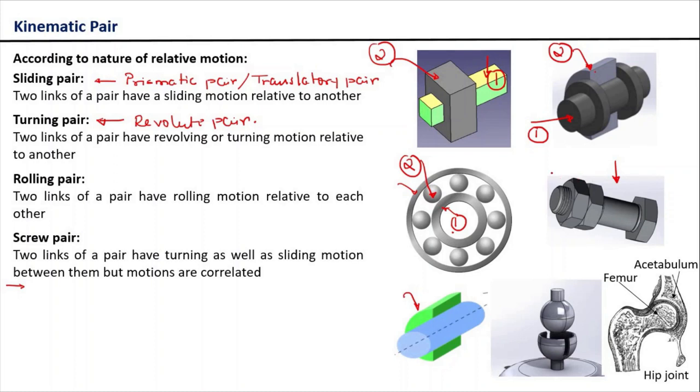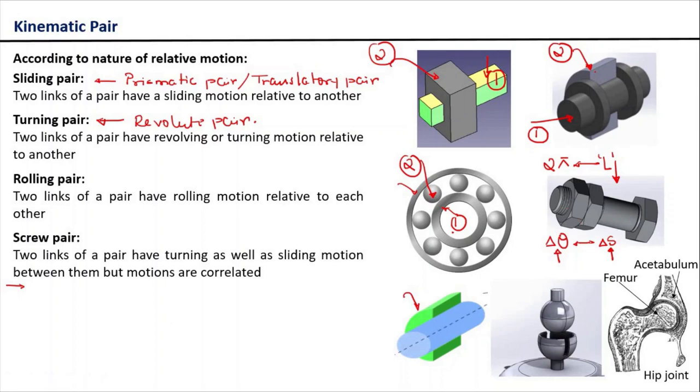Let's see how the translation and rotation motion of this nut and screw are interrelated to each other. We know that, let's say for one complete rotation of the screw, let us assume that the nut is going to travel through a distance L. Now let's say for a rotation delta theta of the screw, the nut travels a distance delta S. So this delta S represents the translational component, and delta theta represents the rotational component.